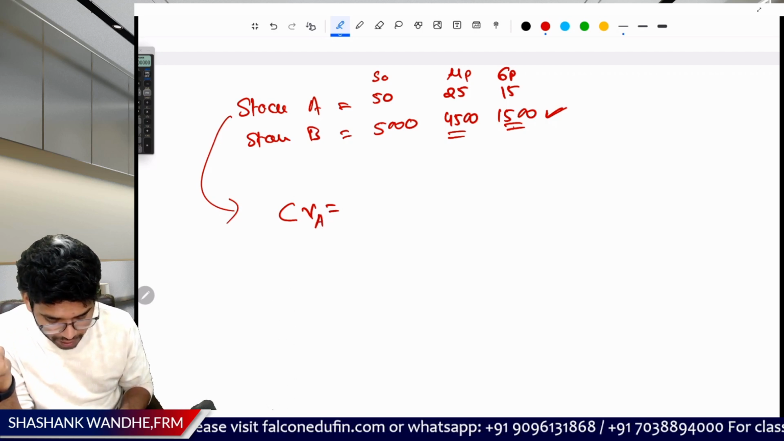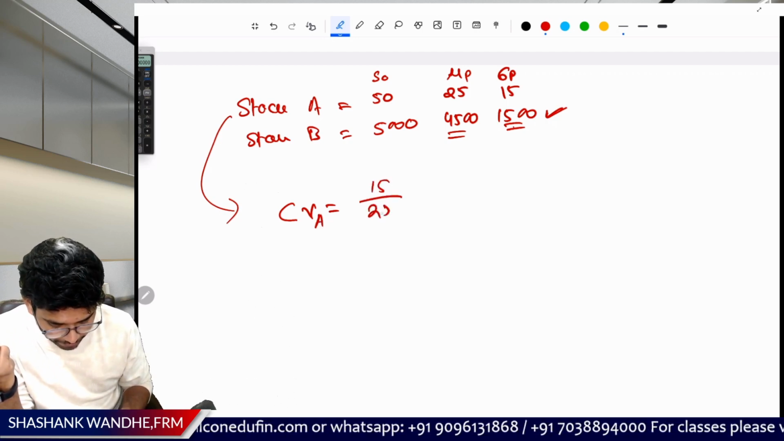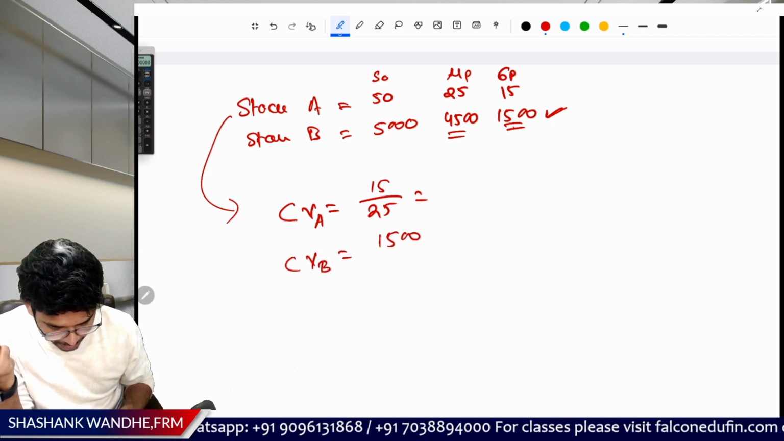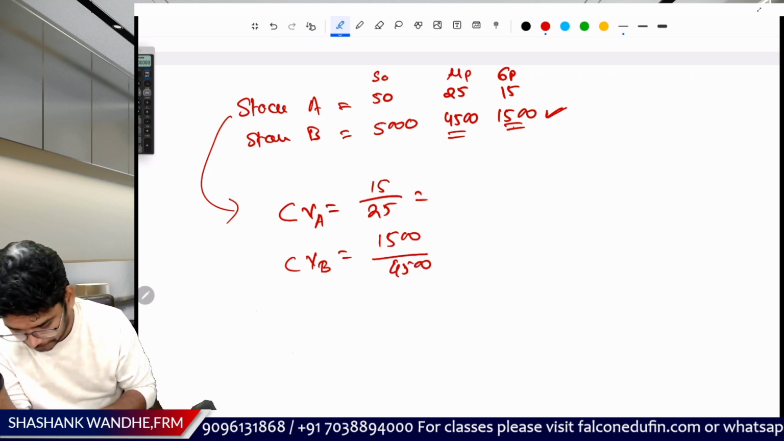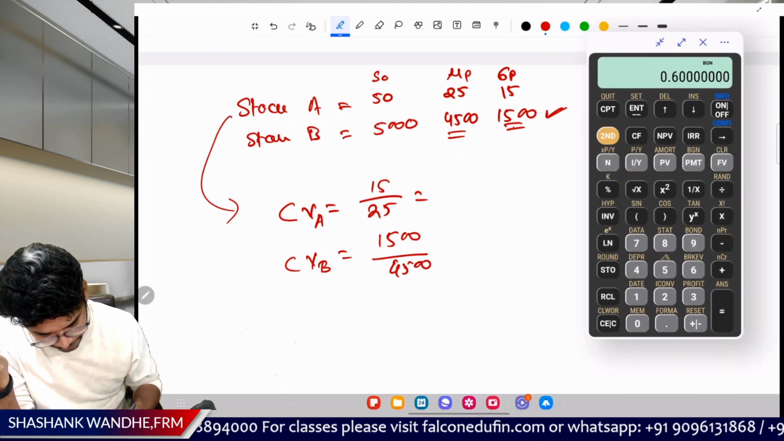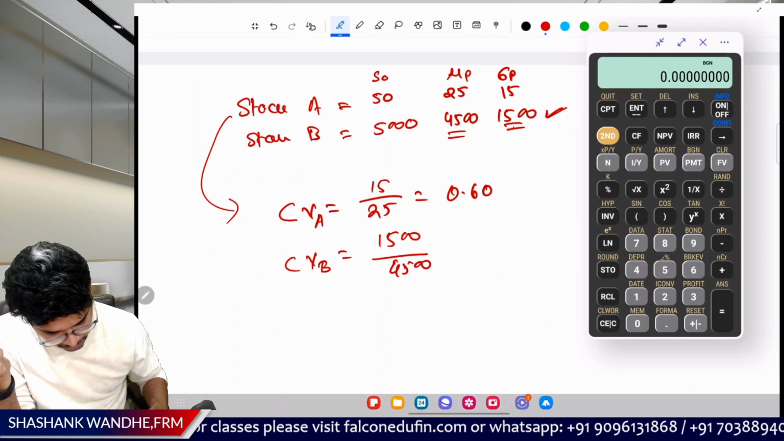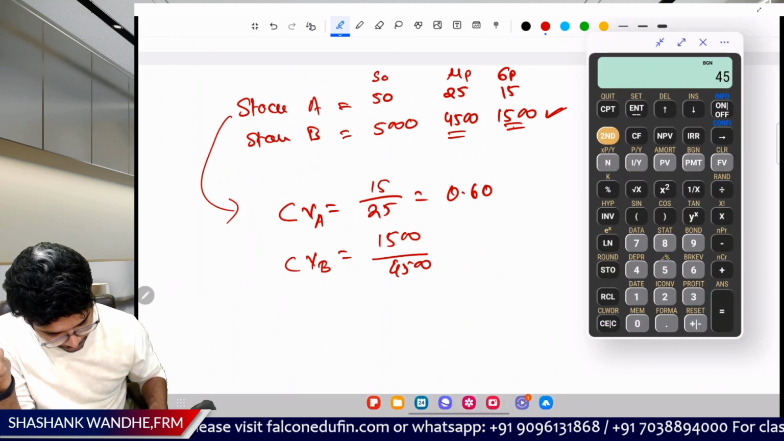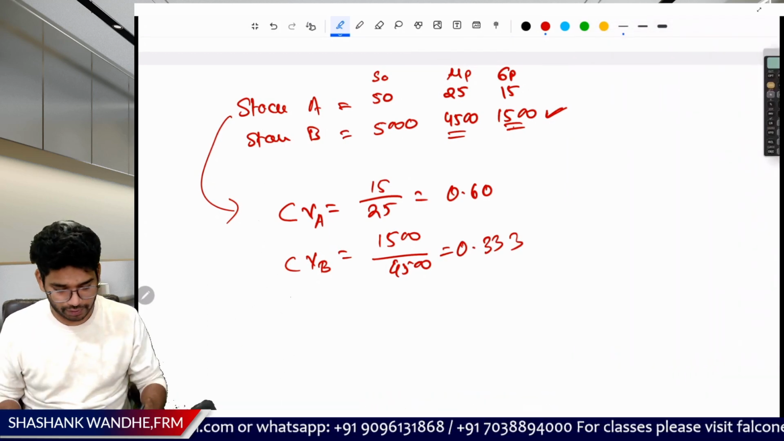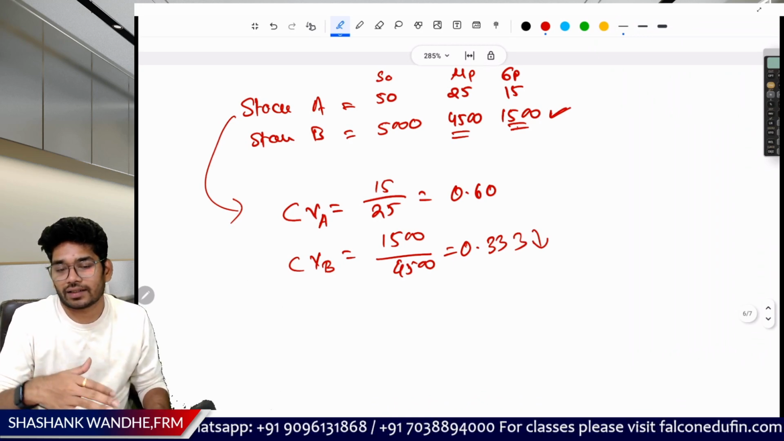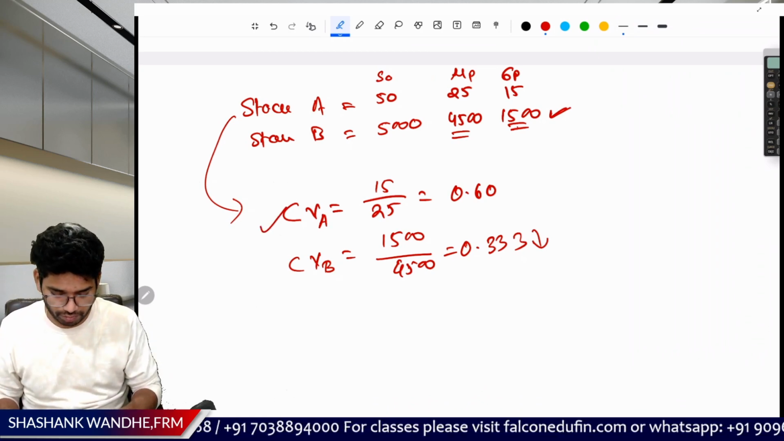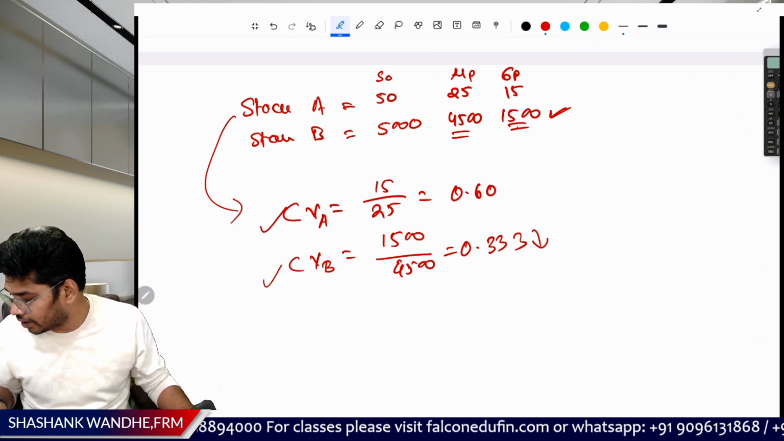Coefficient of variation for stock A is calculated as 15 divided by 25, and for B it is calculated as 1500 divided by 4500. 15 divided by 25 is 0.60, and 1500 divided by 4500 is 0.333. So the coefficient of variation is lower here. We can consider this a better, low-risk stock compared to A. So this is about your dispersions.